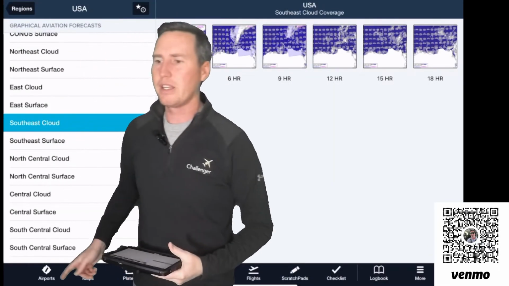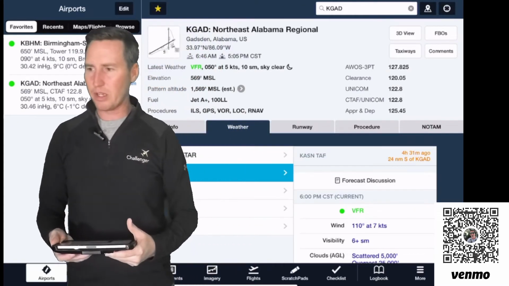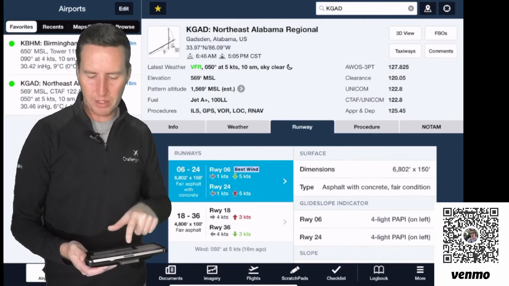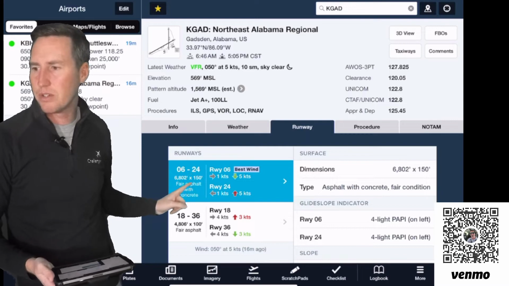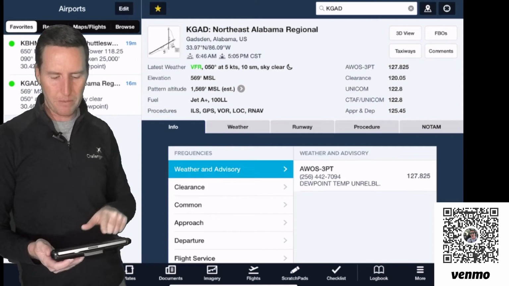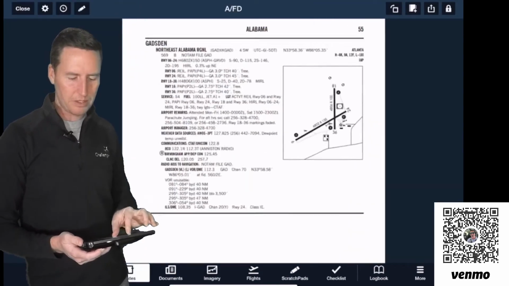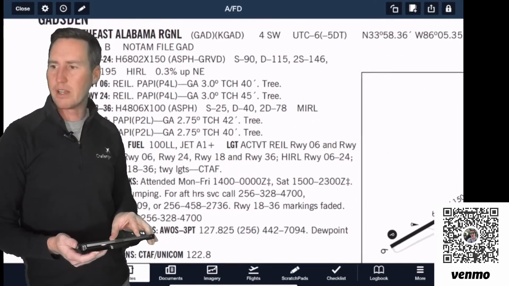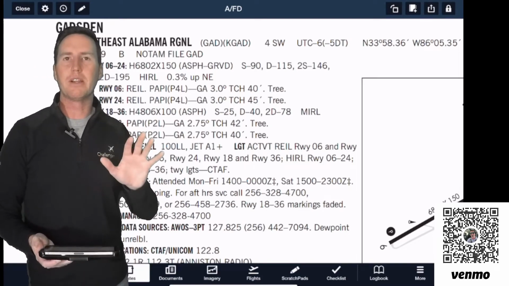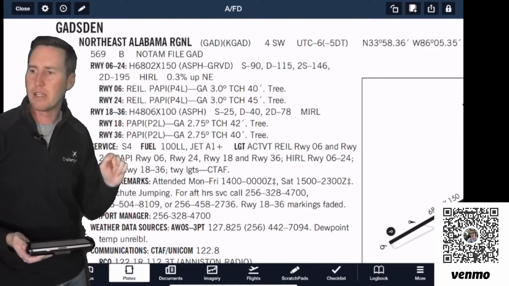So if we go down here to the airports button, and then we're going to go right here to info. You can also get this on runway. So if you click on runway, you see how it shows you the distances there. You can also go right here to info, and then you can scroll down to this AFD, and it will also tell you there. Again, I break this down in that ForeFlight briefing video. So please watch that if you want to get in depth of how to use ForeFlight.